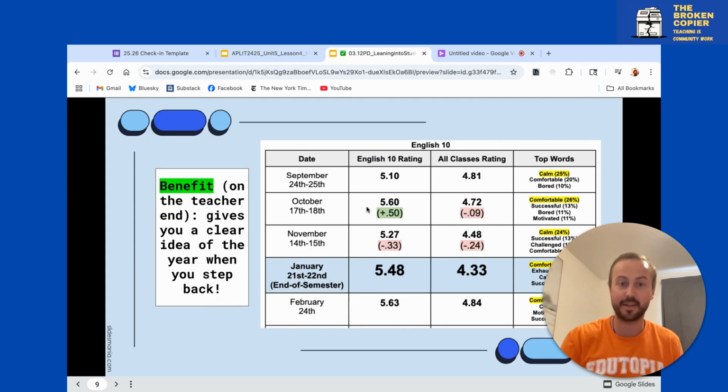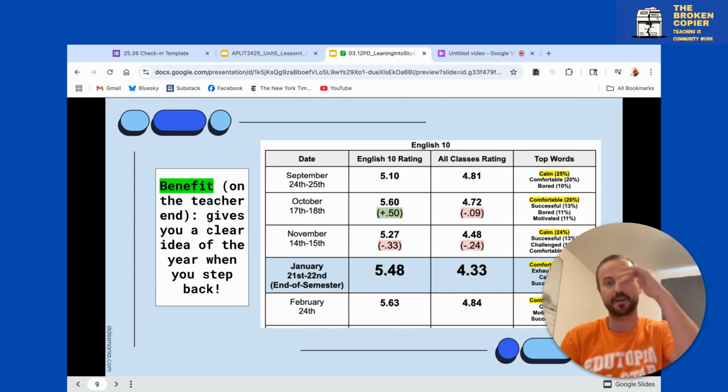I have great data then to move through. You can see this is my English 10 data over time. I can see when it goes up. I can see when it goes down. I can see where we end. And you can see trends over time.